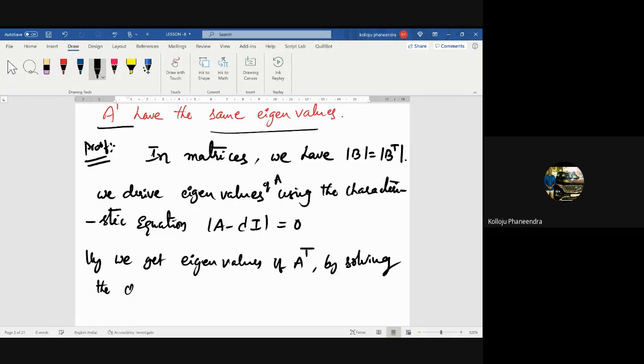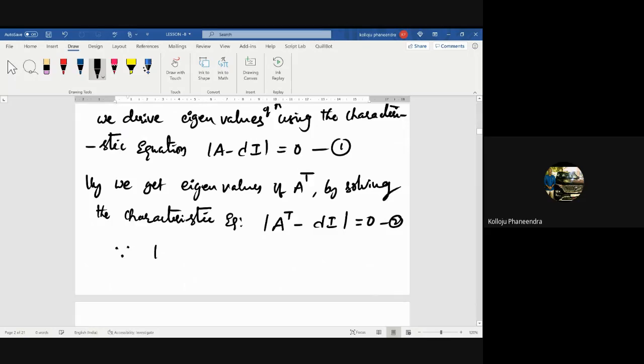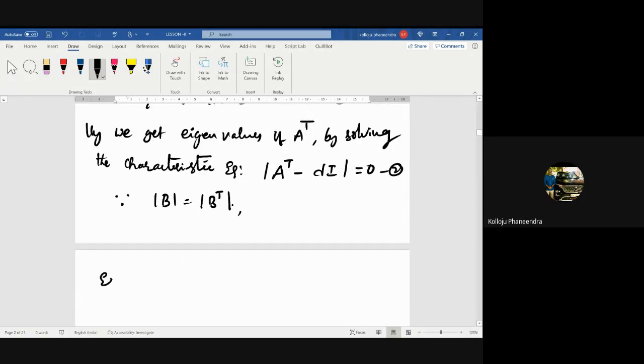In place of A, A transpose will be there, determinant of A transpose minus lambda I equal to 0. Take the first as equation 1 and the second as equation 2. Since determinant of B equals determinant of B transpose, equations 1 and 2 give the same eigenvalues.